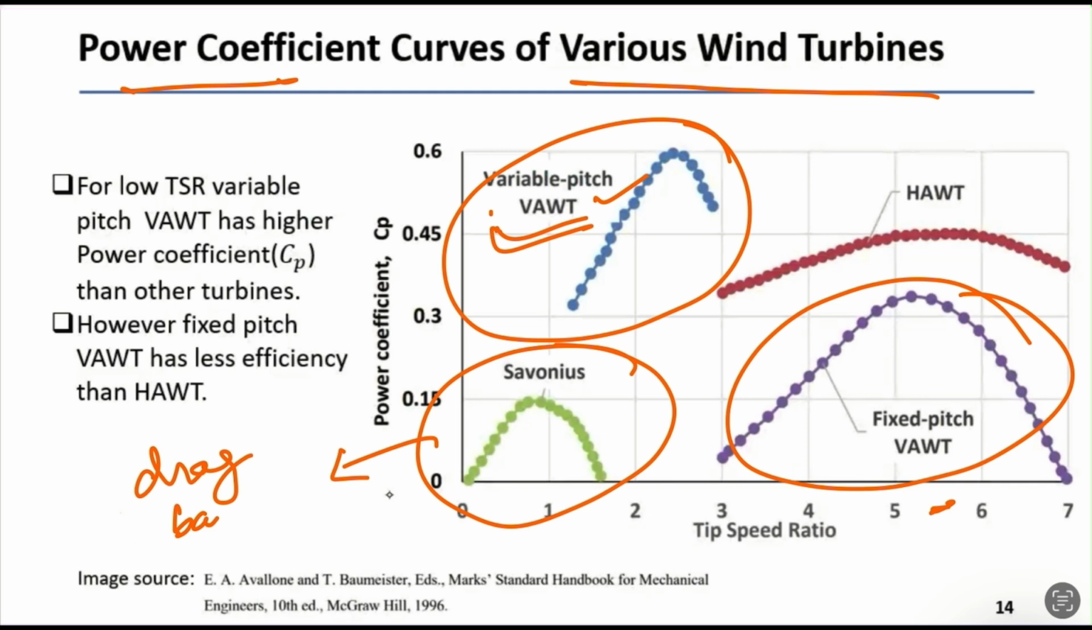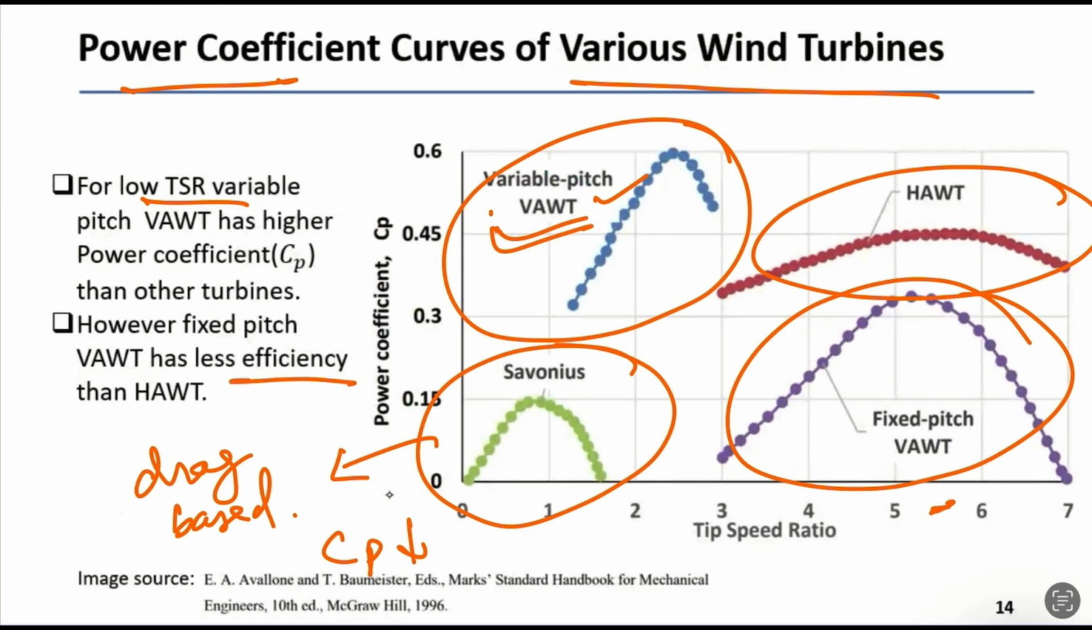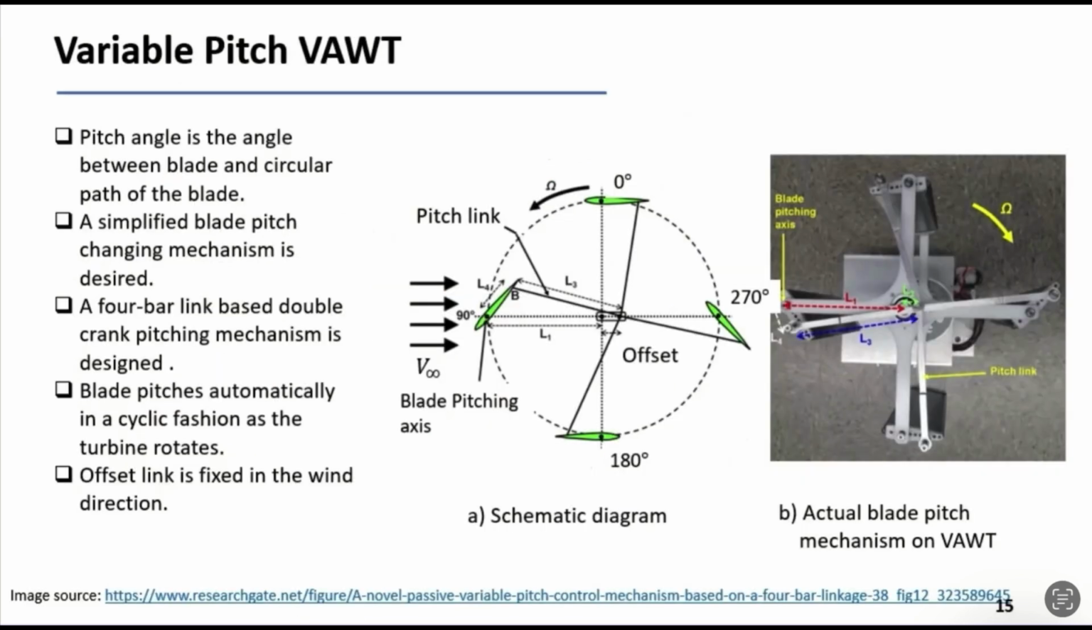This is interesting to note, how the variable pitch vertical axis turbine performs better than the horizontal axis turbine at lower tip speed ratios. Because of this, variable pitch vertical axis turbines are self-starting as well, meaning they can start at very low speeds without an external power source. Pitch angle. Now let's talk about how we can vary the pitch, because we have seen that variable pitch turbines have a better CP value compared to other turbines.